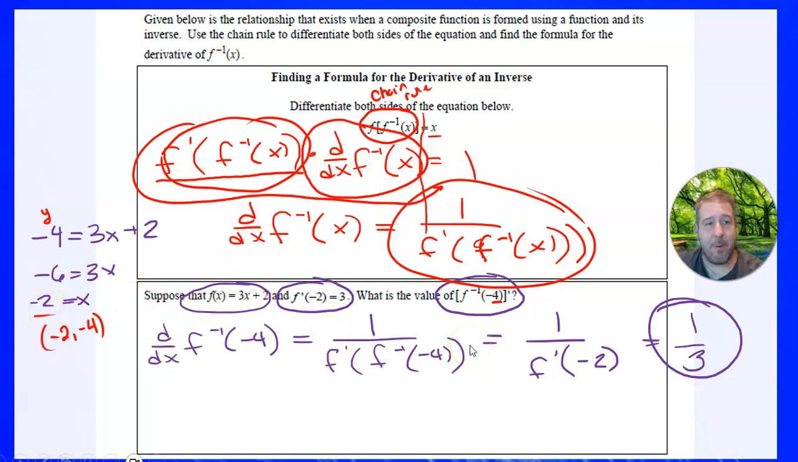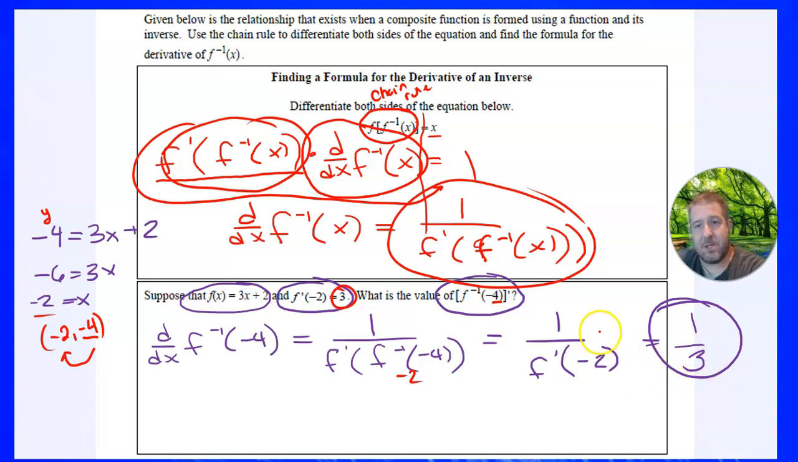Now I'm going to use that in the future. So here we go. Find the derivative. That's 1 over f prime of f inverse of negative 4. I'm going to use it right away. F inverse of negative 4 is negative 2. So now we know all of this is negative 2, and that's what you see here. F prime of negative 2, well, that's what they gave us, which is 3.